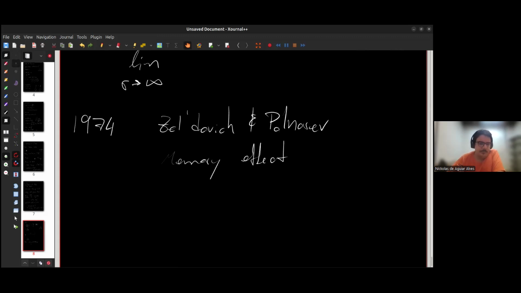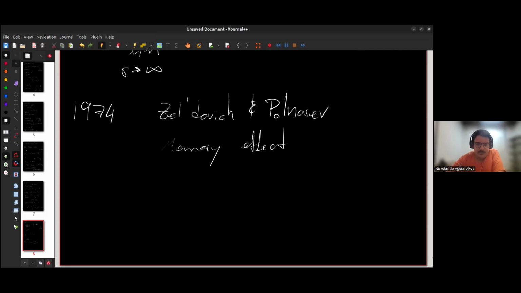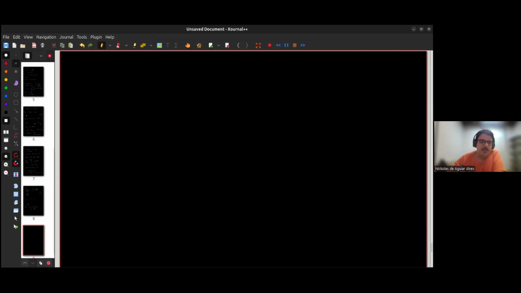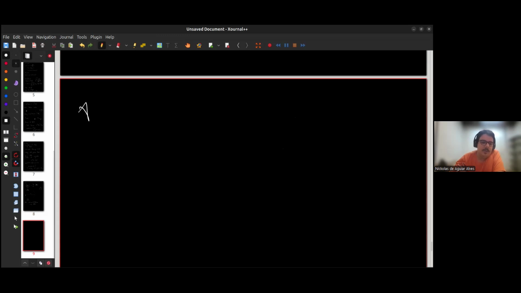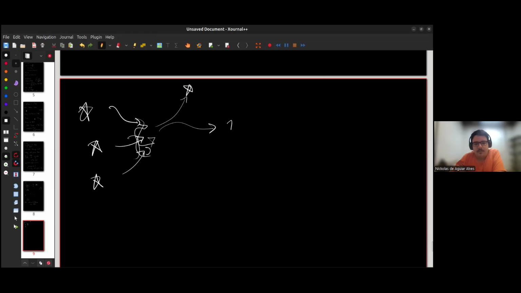Now, Zeldovich and Polnarev were working on something in principle completely unrelated. What they were considering was, maybe you have some stars in the middle of your galaxy, close to the core of the Milky Way or something like that. And these stars are interacting gravitationally in a very complicated manner. And eventually, let's say they just go out. Maybe two of them become bound in some way and start orbiting each other or something like that.